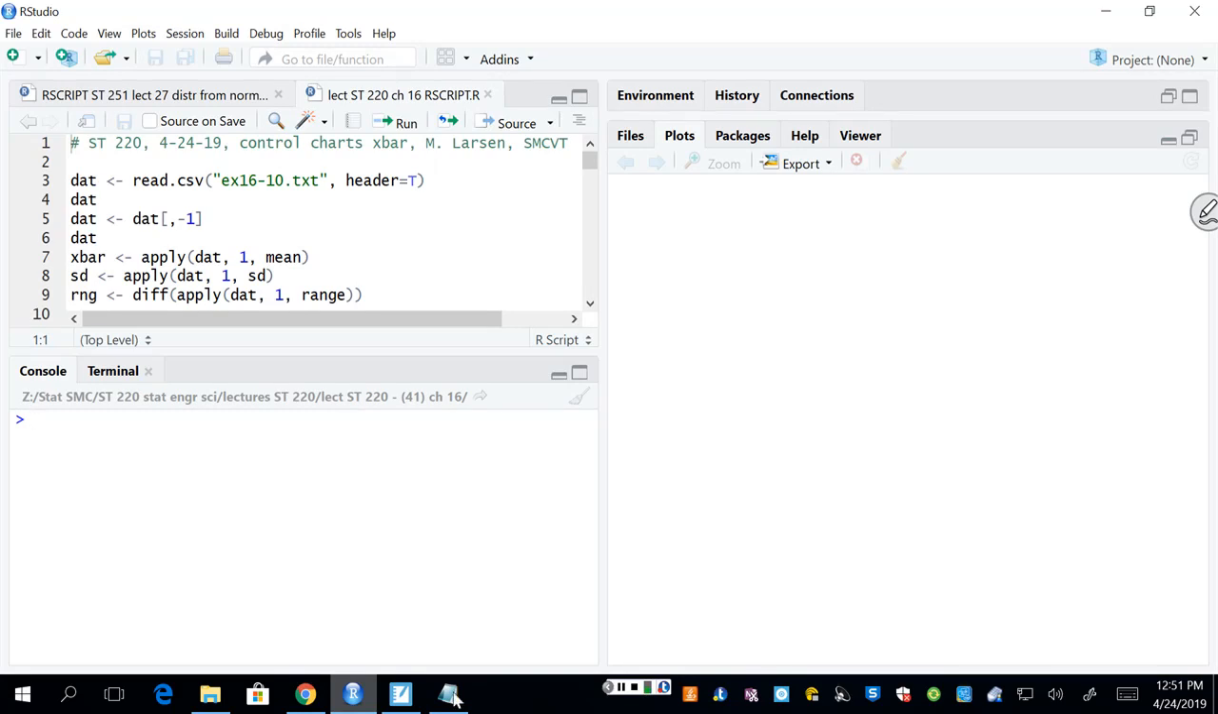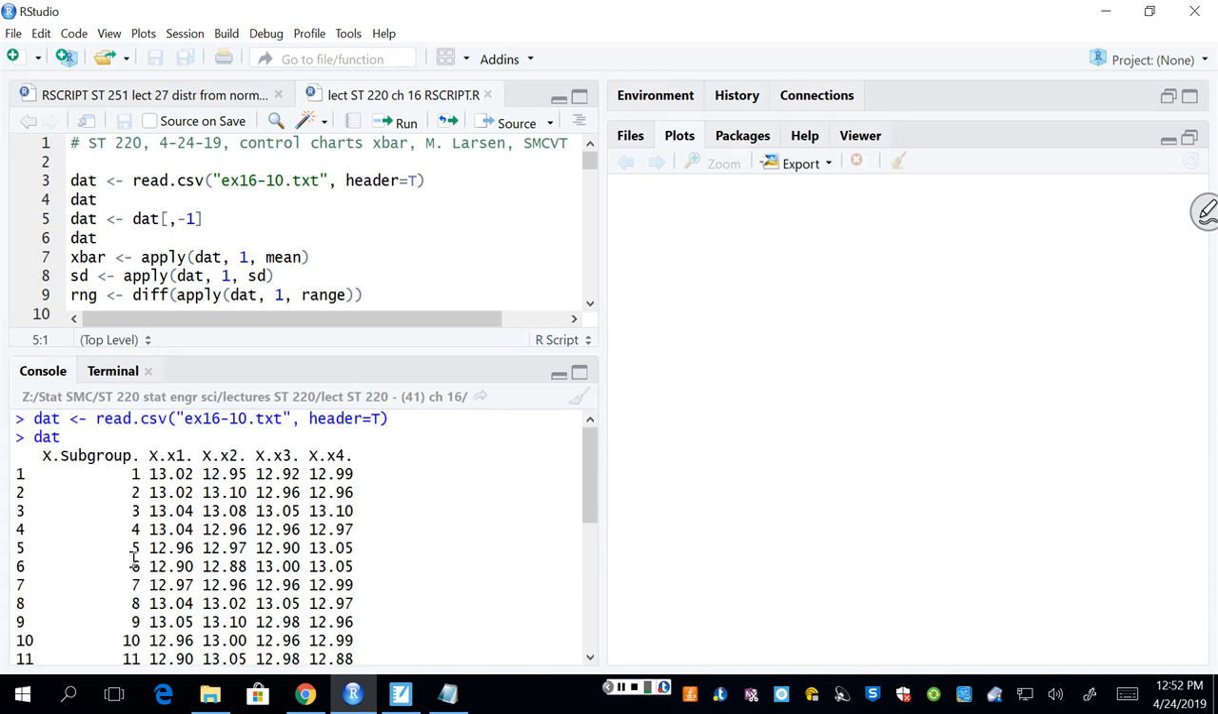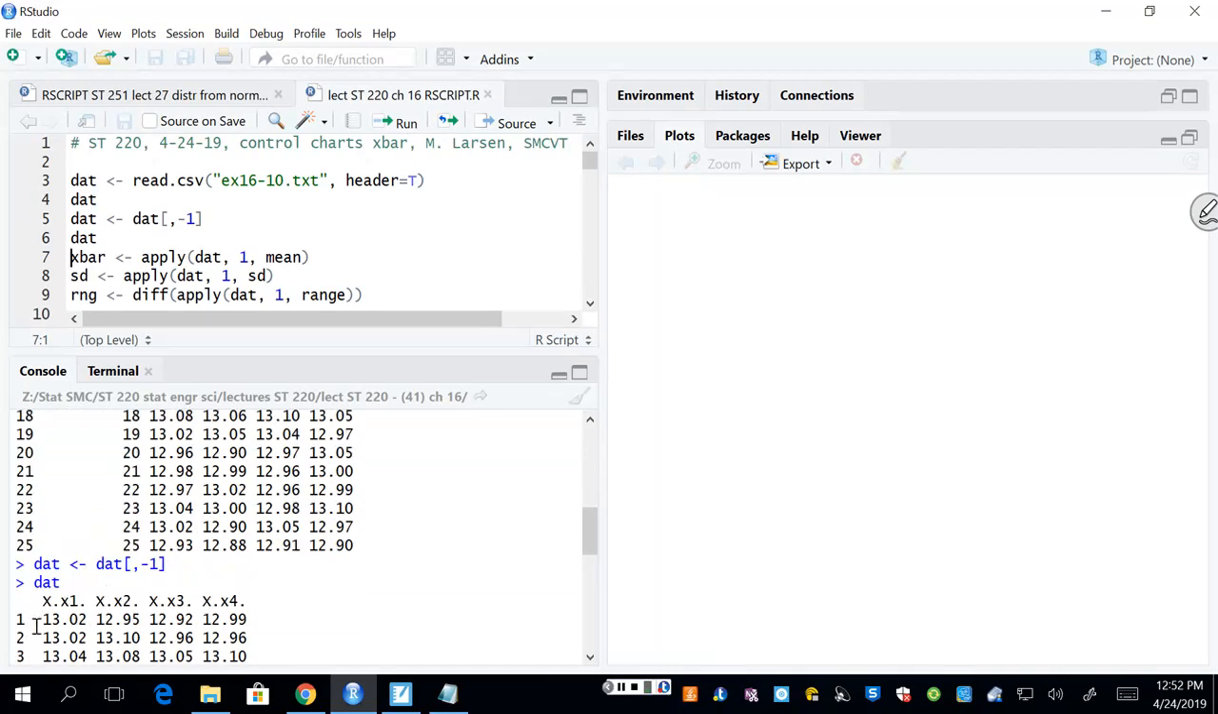And so to do this, I read in the data. That dat is read in like this. It has one column there for the subgroup, for the time period. I don't really want to use that, so I'm going to take that one off. This reassigning dat to itself with that -1 there removes that first column. I'm going to drop that one out. I can keep track of 1 through 25, so I don't need that extra variable in there. So now dat just has the 4 measurements in there.